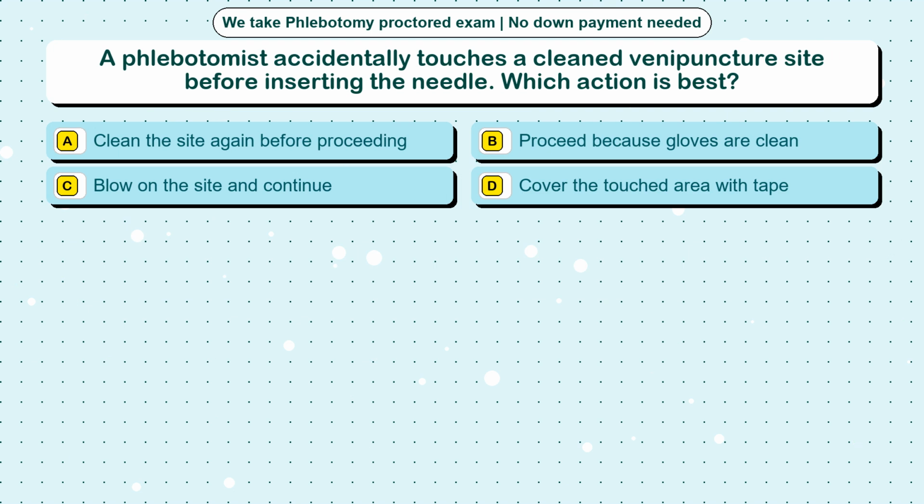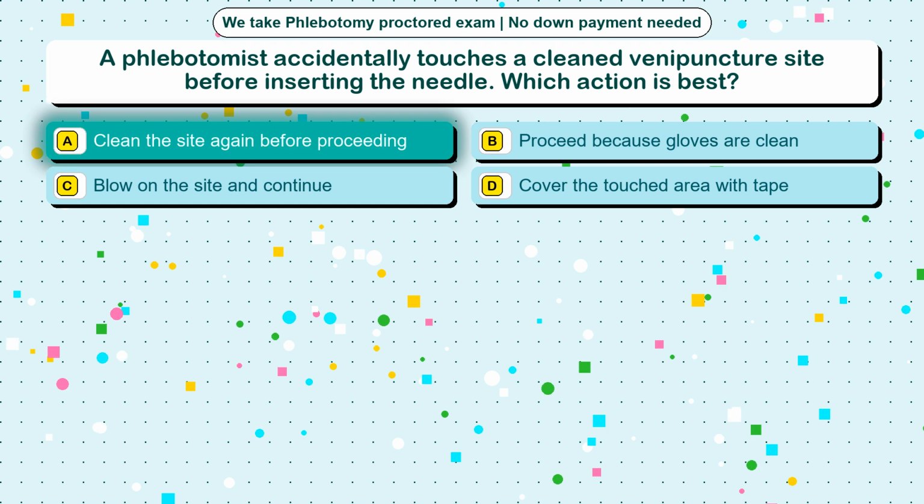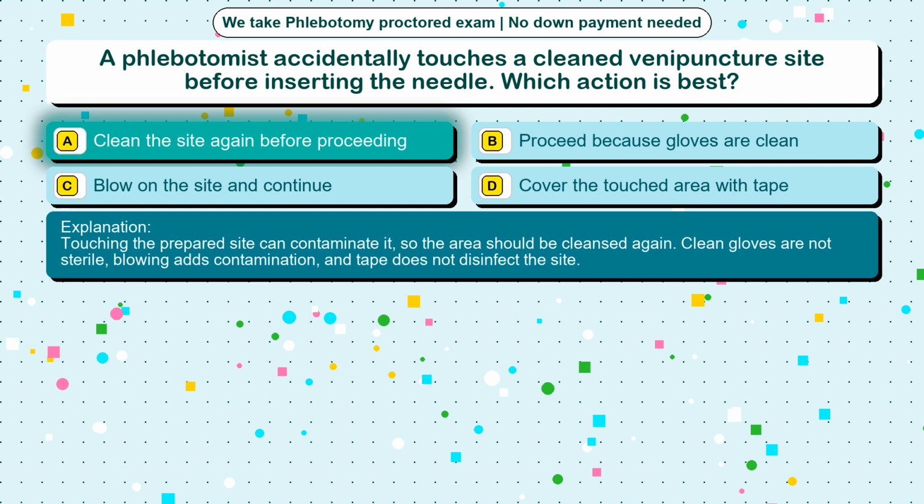Question 34. A phlebotomist accidentally touches a cleaned venipuncture site before inserting the needle. Which action is best? Option A. Clean the site again before proceeding. Option B. Proceed because gloves are clean. Option C. Blow on the site and continue. Option D. Cover the touched area with tape. The correct answer is option A. Clean the site again before proceeding. Touching the prepared site can contaminate it, so the area should be cleansed again. Clean gloves are not sterile, blowing adds contamination, and tape does not disinfect the site.